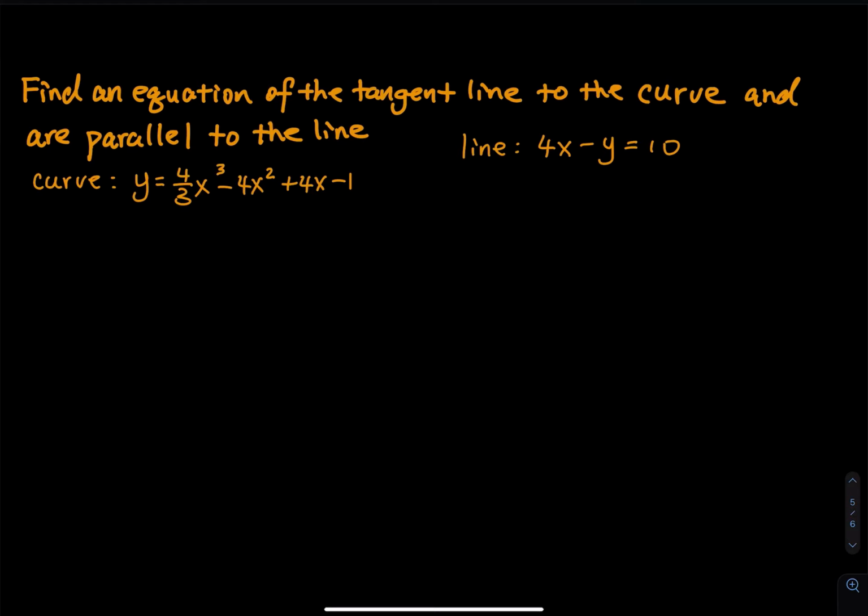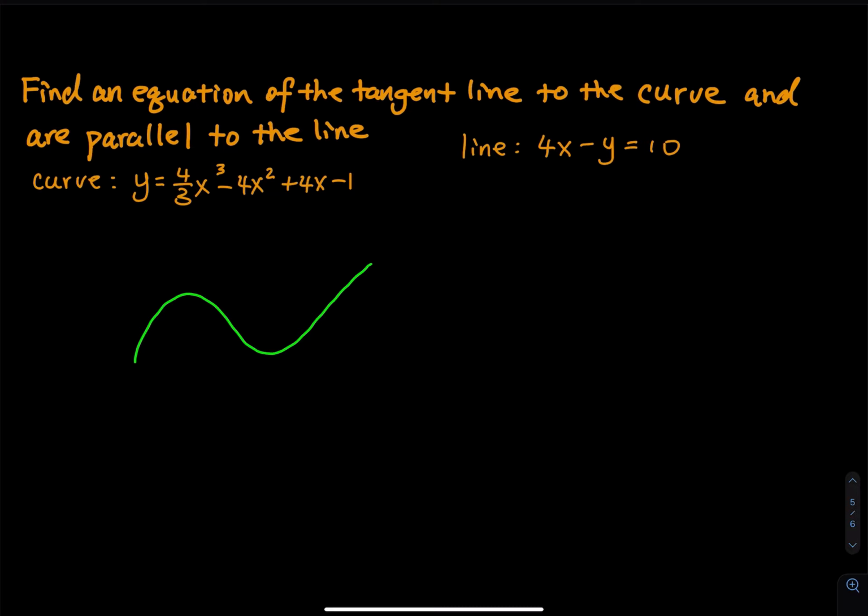I have a curve and a line. The objective is to find an equation of the tangent line to the curve that is parallel to the line. Okay, so we have a curve. Suppose we have a curve that looks like this, and I want to find the equation of a tangent line. First of all, we will need a point.